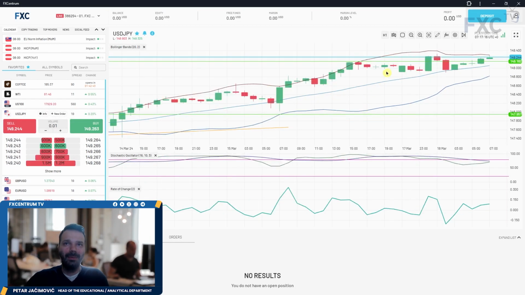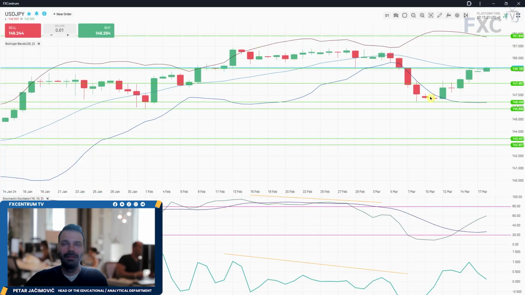Now we have USD Japanese yen, so let's take a look at the daily time frame. I alerted as soon as the USD yen returned to the Bollinger Band here, after this extension, there was a chance for the market to go towards the middle Bollinger Band, and here we are exactly around that middle Bollinger Band at 149.16, trading for a couple of sessions in a row. We're trading to the upside in the USD Japanese yen.